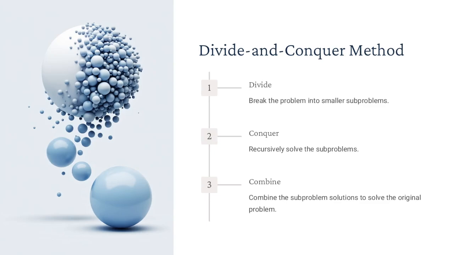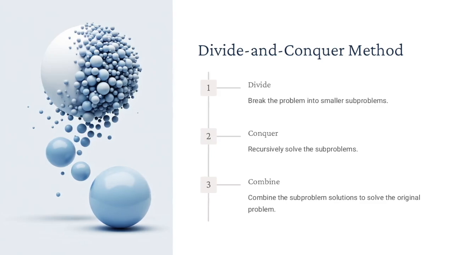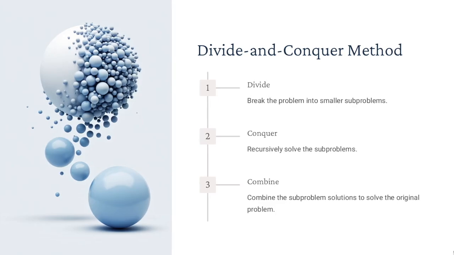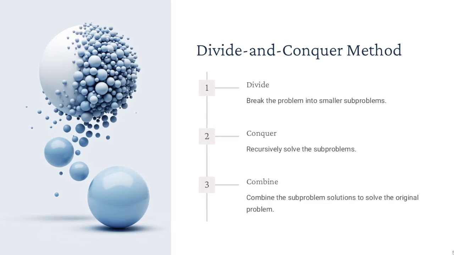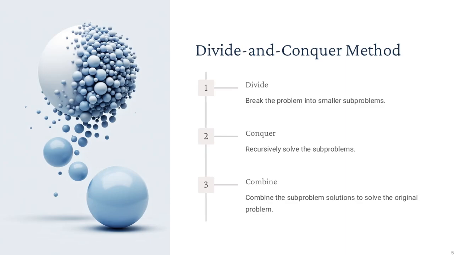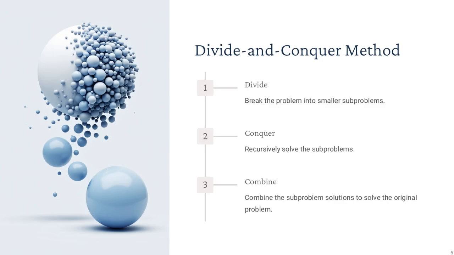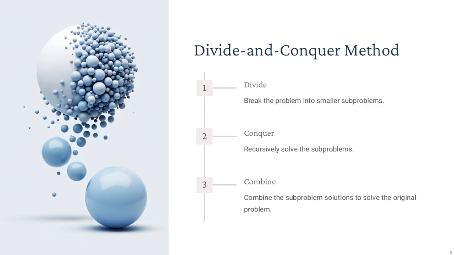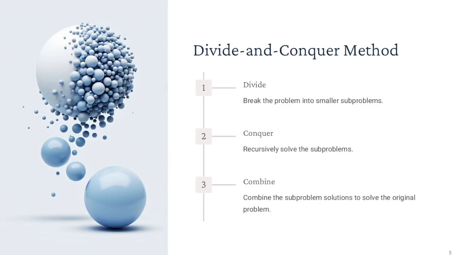The divide and conquer method is a cornerstone of algorithm design. It follows a systematic process to break down and solve problems. The first step, divide, involves splitting the original problem into smaller subproblems. For example, in merge sort, we divide the input array into two halves. Next, we conquer by solving each subproblem recursively. These solutions are often simpler to compute because the subproblems are smaller instances of the original problem. This recursive process continues until the base cases are reached, where the problem is simple enough to solve directly.